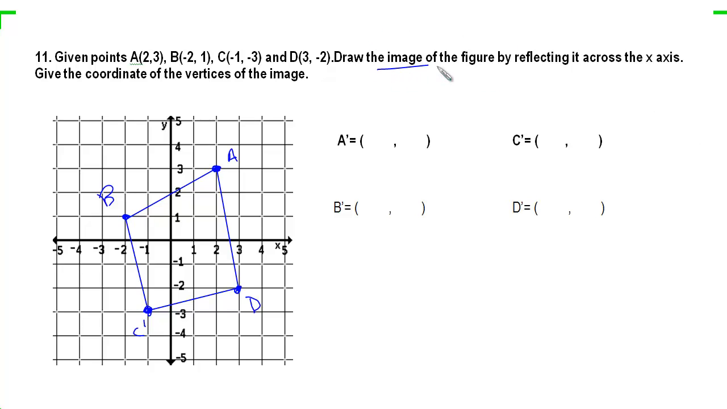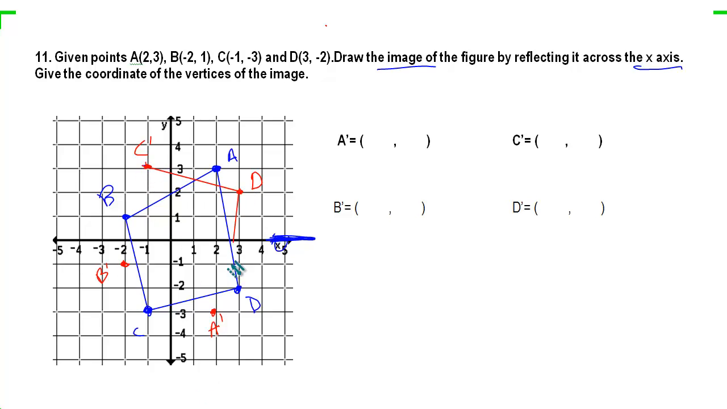And we're going to draw the image, so that's after it's been transformed by reflecting across the x-axis. Again, I see my x right here, so I know that is this axis. So I just plot these. This is 1 above, it falls 1 below, B prime. 1, 2, 3 below, so it is now 3 above. There's C prime. A is 3 above, so now it's 3 below, A prime. And D is 2 below, so now it's 2 above. There is D prime.